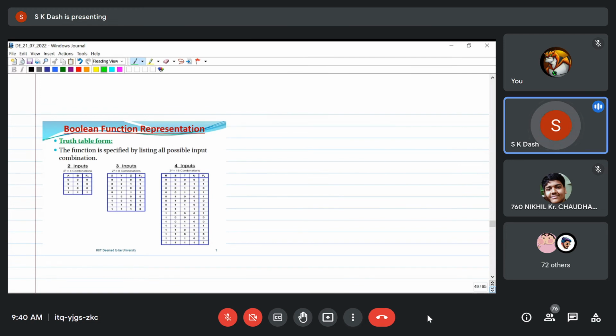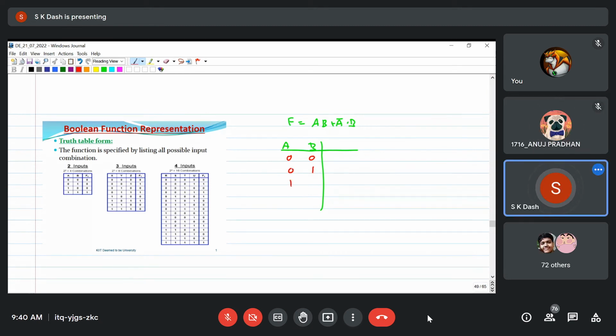Suppose I take a function f is equal to ab plus a bar dot b. Then how many possible input combinations are there? I have two inputs A and B, so 4: 0 0, 0 1, 1 0, 1 1. To find F, what do we have to do? First we have to find AB, then A bar dot B. From that we can find F.